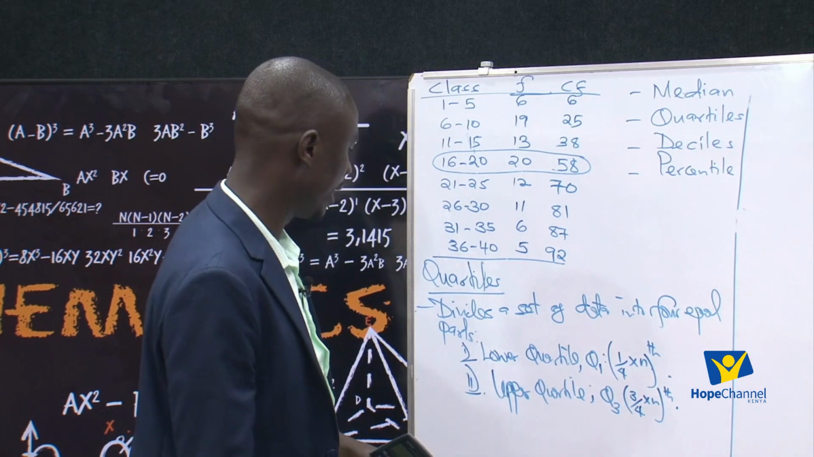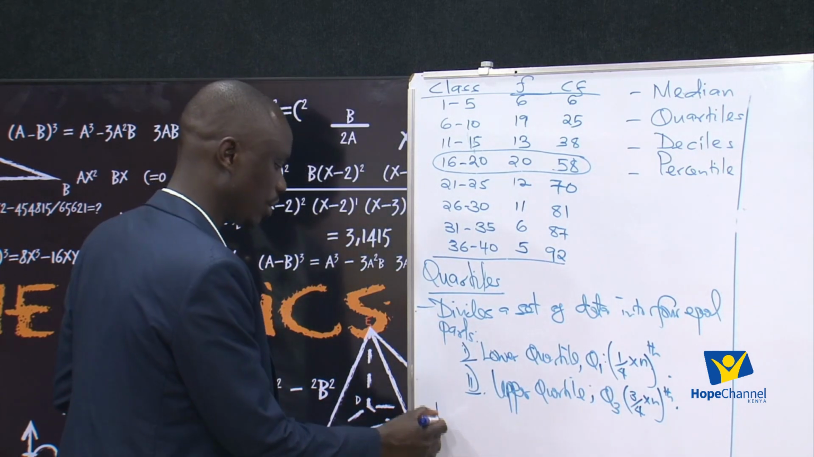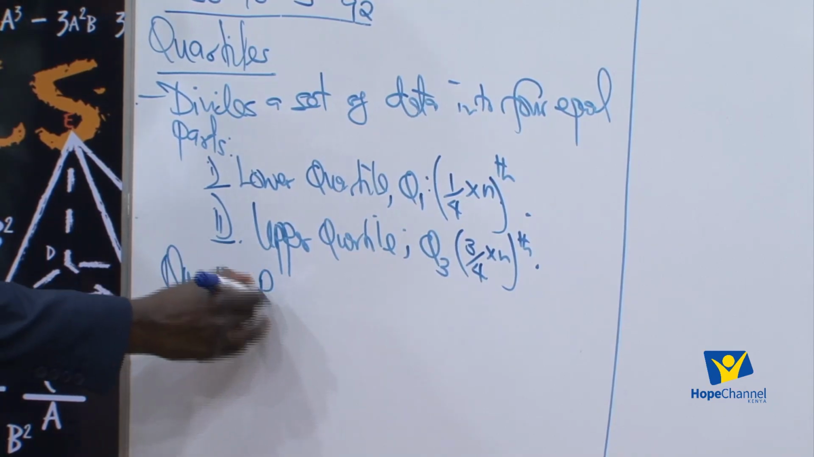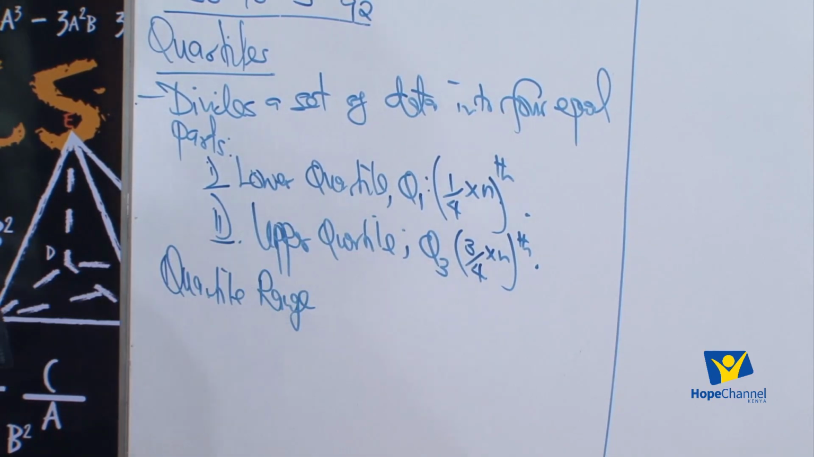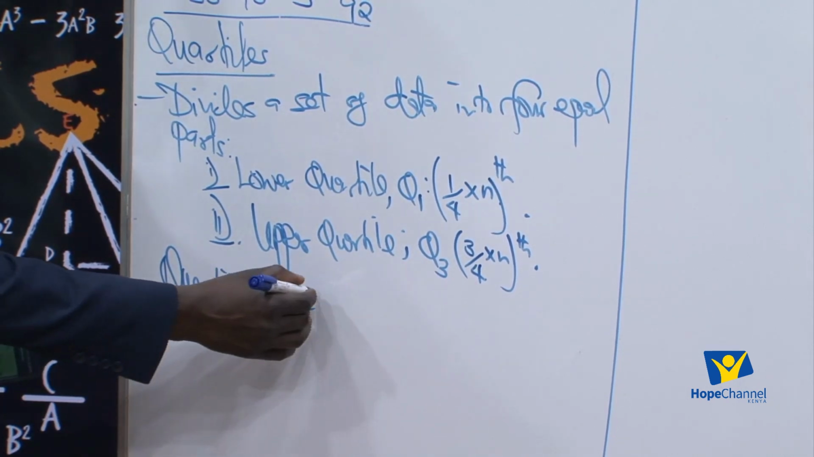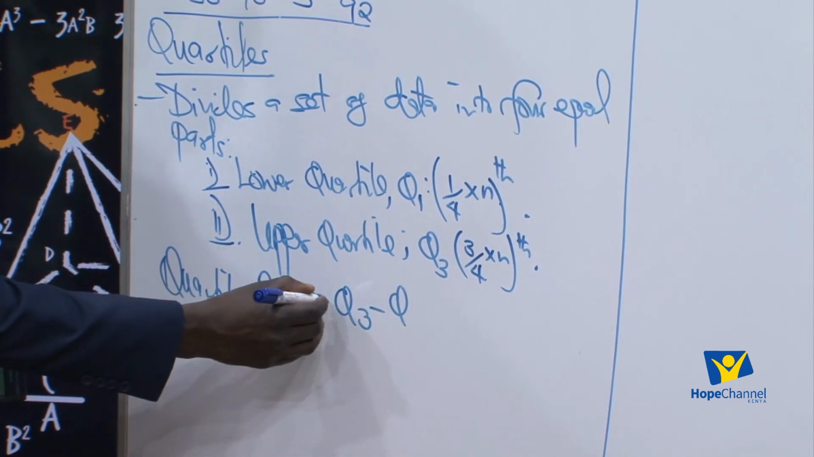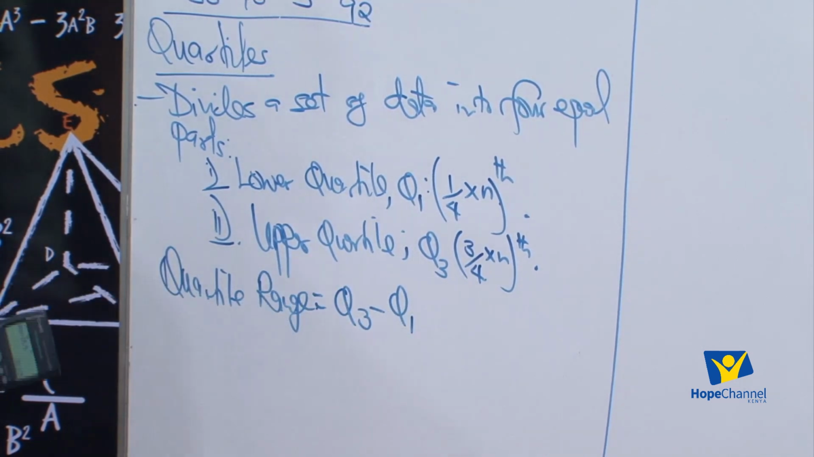So if anytime we are going to calculate the upper quartile, we are looking into the third quartile. Then there is something we call the quartile range. The quartile range is the upper quartile minus the lower quartile. That is Q3 minus Q1.